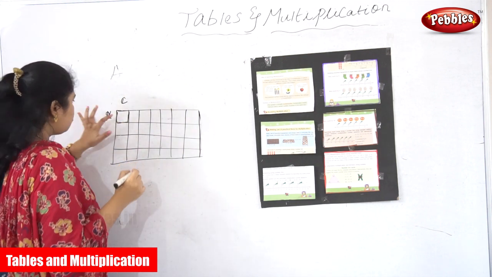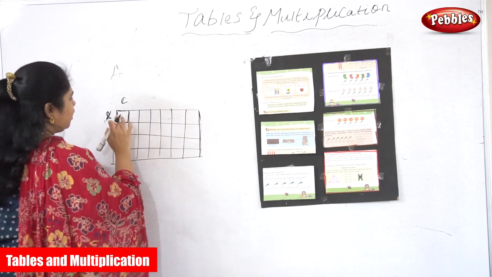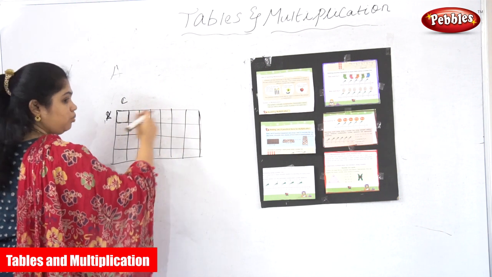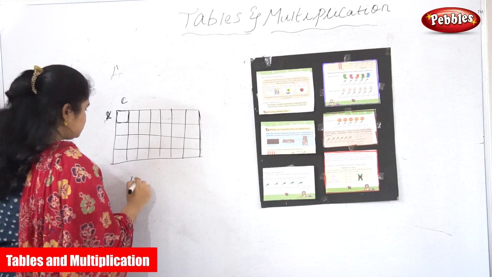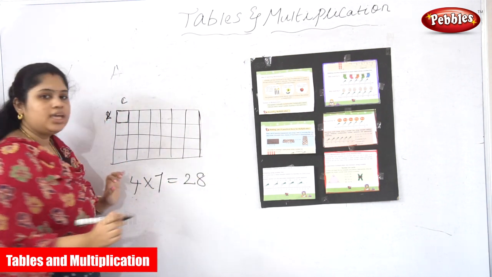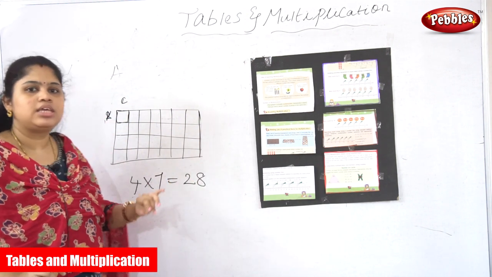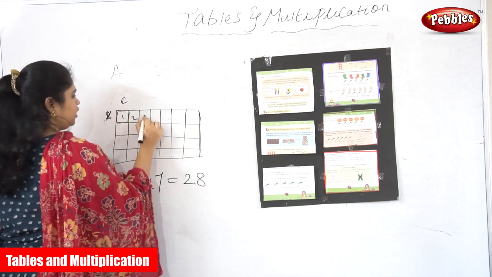See here, 1 2 3 4. So how many rows are there? 1 2 3 4 5 6 7. How many columns are there? 1 2 3 4 5 6 7, isn't it? So 4 into 7 is equal to 28. See here, there are 28 squares in the chocolate bar. For your reference, I'm just writing.